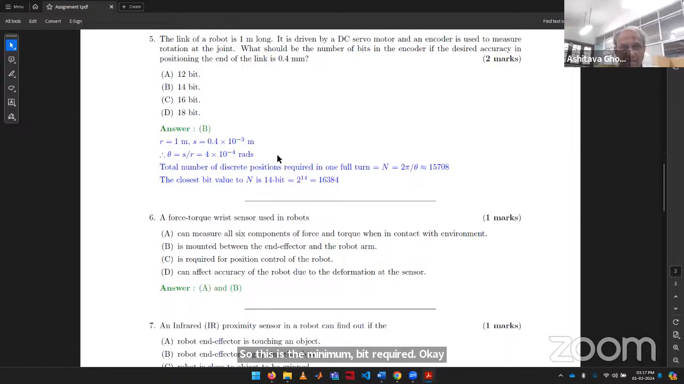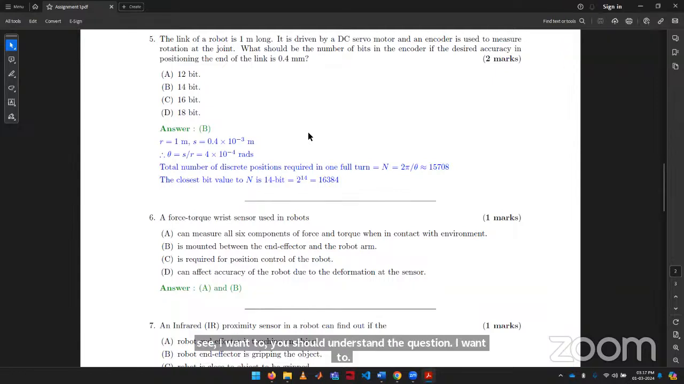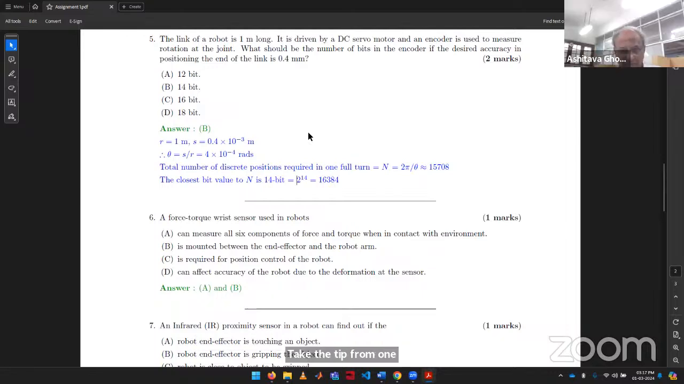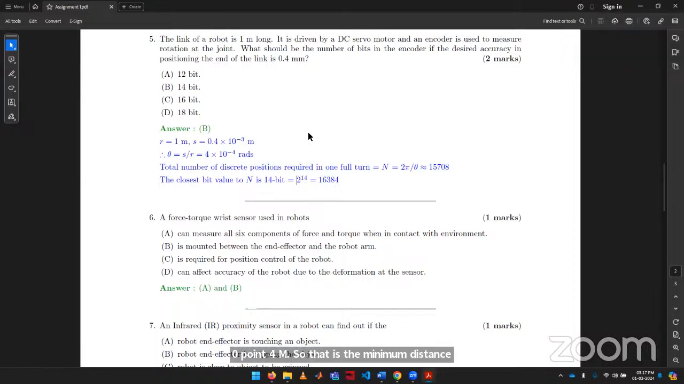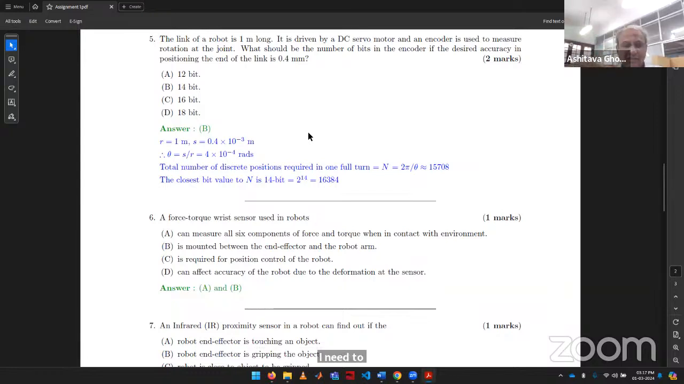Any question on this, question 5? So see, you should understand the question. I want to take the tip from one place to another place within 0.4 mm. So that is the minimum distance I need to move. And for that minimum distance, in 360 degrees, I have to find out how many discretizations of this 360 degree will give me this 0.4 mm.